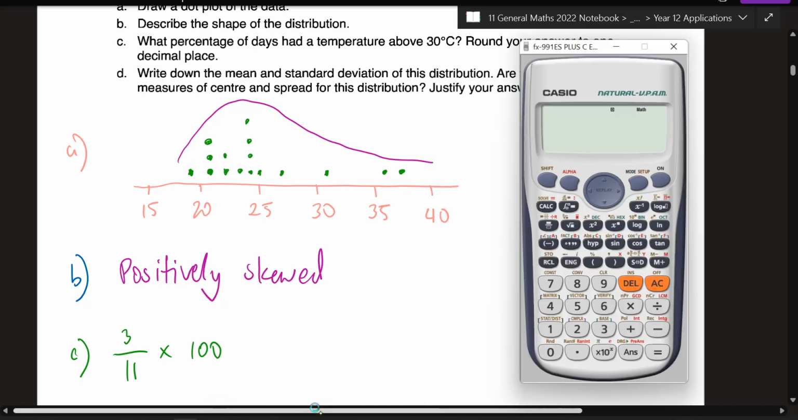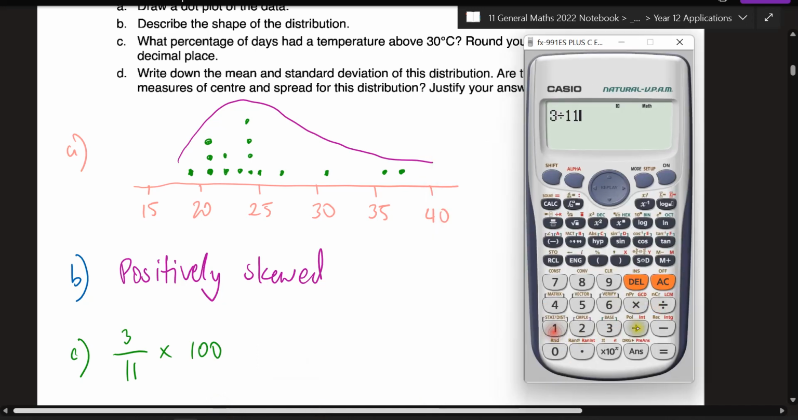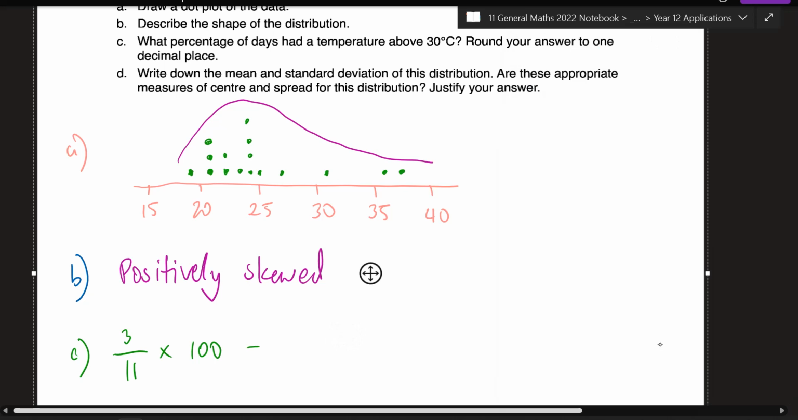Okay, so 3 divided by 11 times 100, and that'll give you 27. It does say to 1 decimal place. So we'll go 27.27, which equals 27.3%. Okay, straightforward.